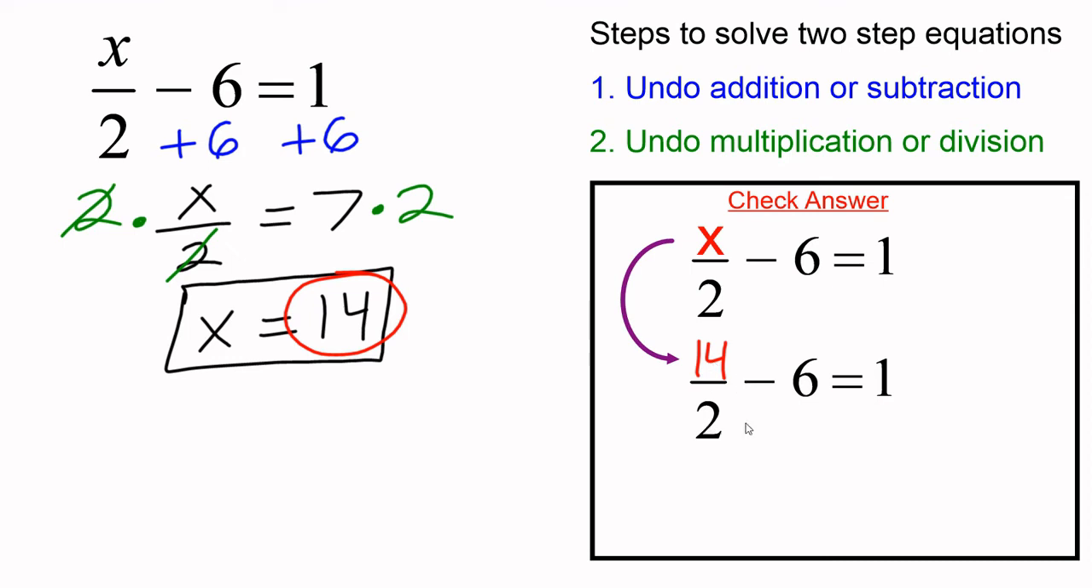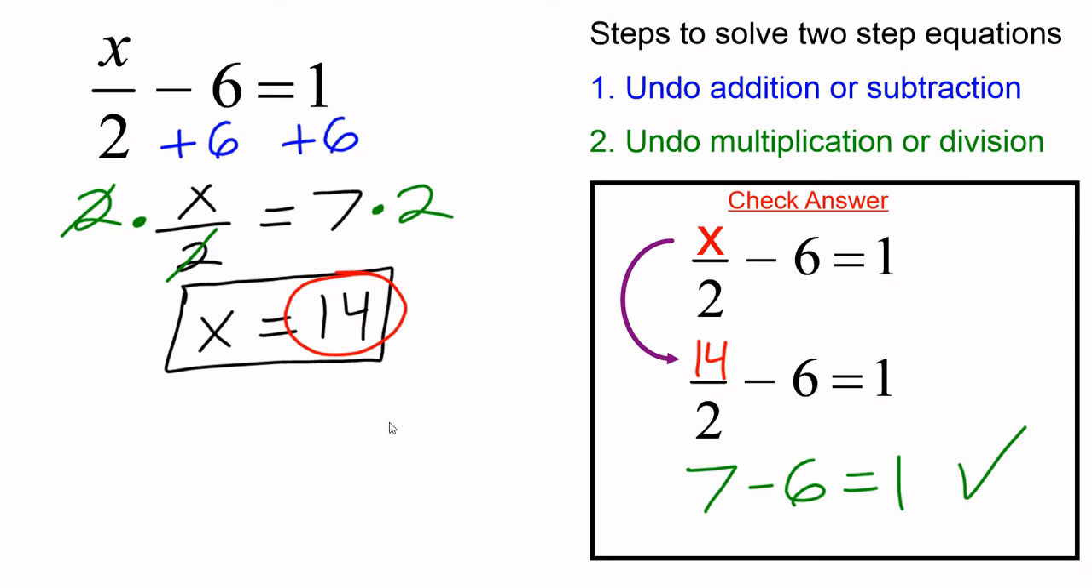And then we simplify this. 14 divided by 2 would be 7, minus 6, equal to 1. And that does work out. 7 minus 6 equals 1. So we know we did it correct. We know that 14 is indeed the solution of this equation.